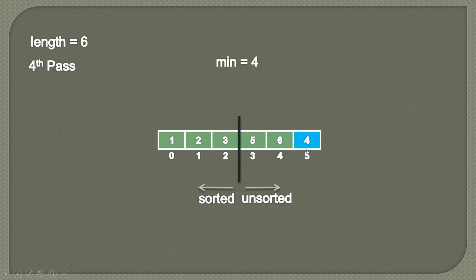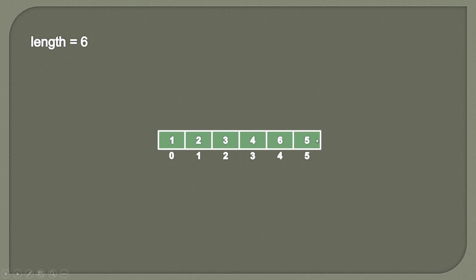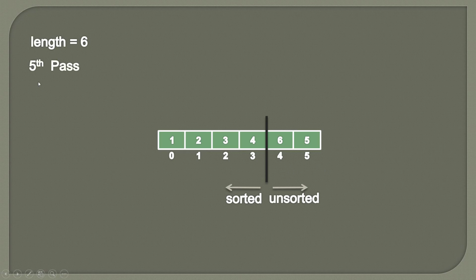So after this pass, among these 3 elements in the unsorted part, we came to know that 4 is the minimum element and we will simply swap it with the leftmost element of the unsorted part. So we'll simply swap 5 and 4. Now our sorted part has 4 elements and unsorted part has the rest of the elements. So our fifth pass will start.